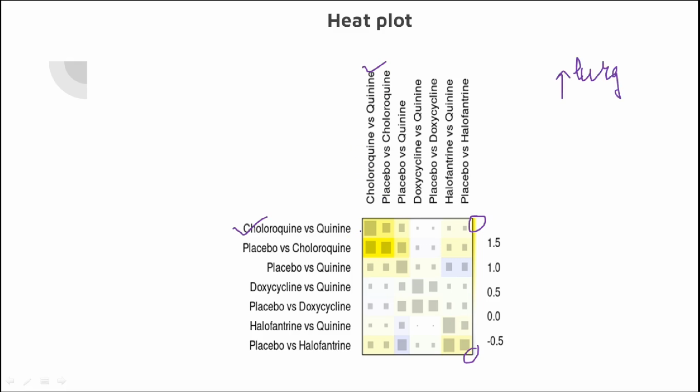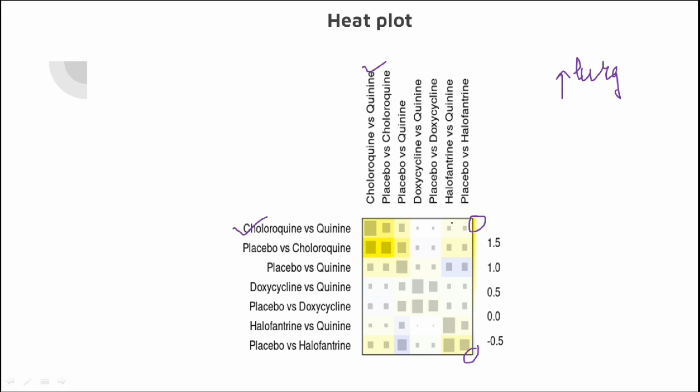Now, if the size of the box is bigger, direct evidence has been used and the comparison is more important compared to that of a box of smaller size. Now what does this color coding signify? The color coding over here, this dark yellow, signifies that there is inconsistency between the studies.